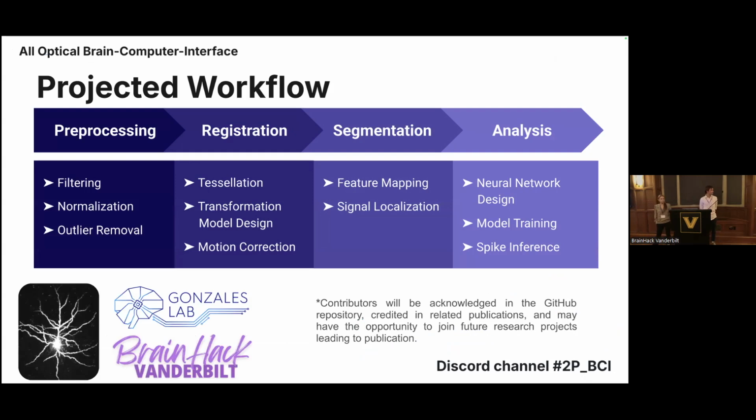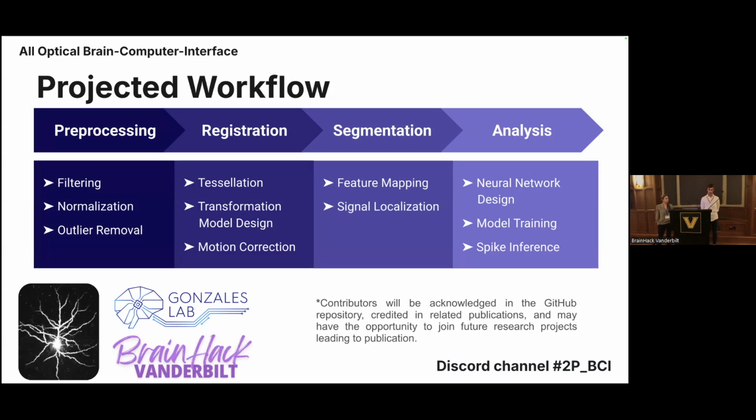So our anticipated workflow is going to consist of 4 stages. First, we're going to start with pre-processing of the raw 2-photon fluorescence images, consisting of a filtering stage, a normalization stage, which is important for the neural network training, and outlier removal, removing false positive fluorescent signals, either using an established application like Suite2P or CaImAn, or using a deconvolution method.